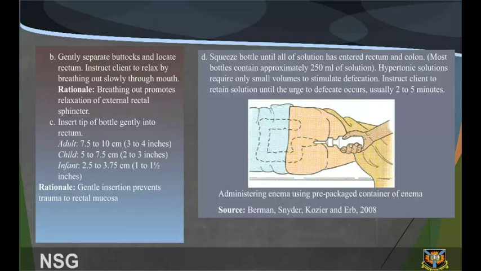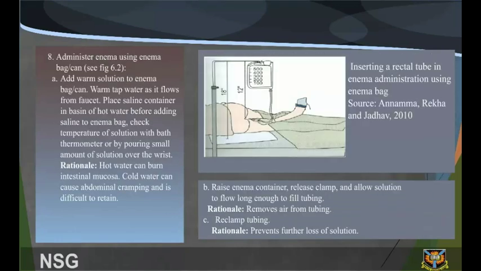Gentle insertion prevents trauma to rectal mucosa. Squeeze bottle until all of solution has entered rectum and colon. Most bottles contain approximately 250 ml of solution. Hypertonic solutions require only small volumes to stimulate defecation. Instruct clients to retain solution until the urge to defecate occurs, usually 2 to 5 minutes.